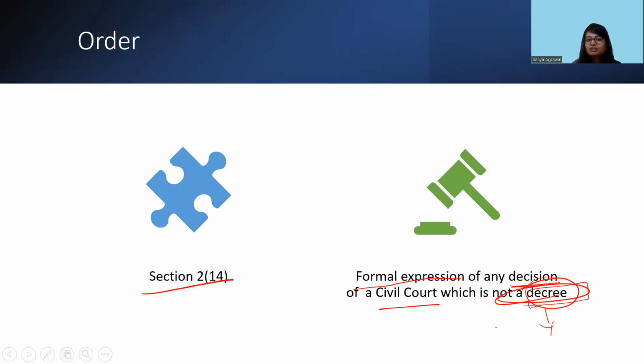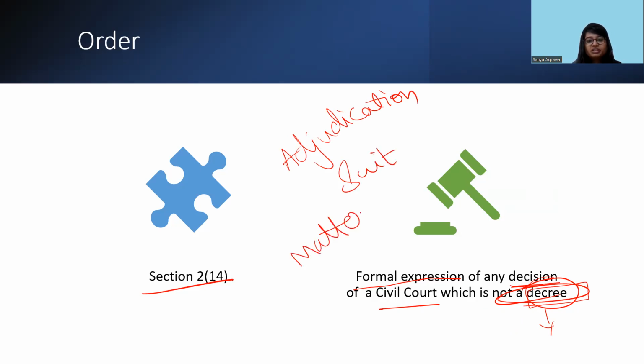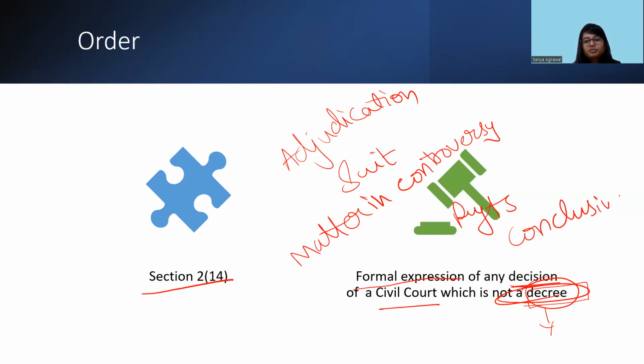To understand the meaning of order, you have to see whether it is an adjudication in a suit related to matters in controversy, determining the rights of the parties, that is the substantive rights of the parties, and a conclusive determination. Then, along with the formal expression, it will be a decree. So, if any one of them is not present, then it can become an order.